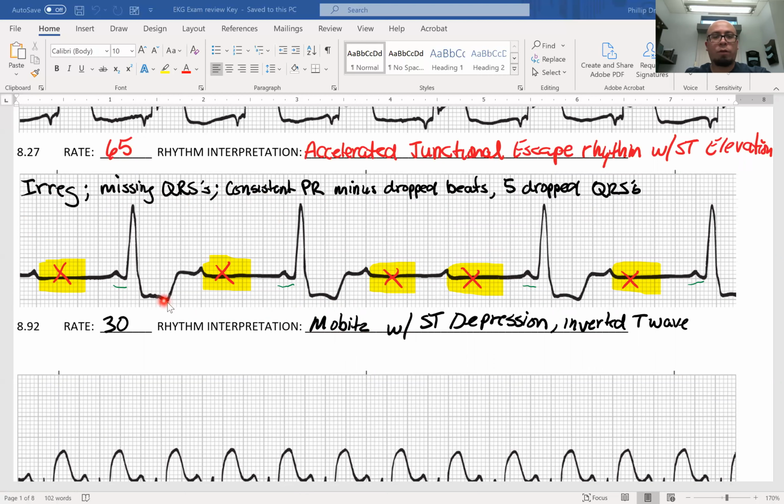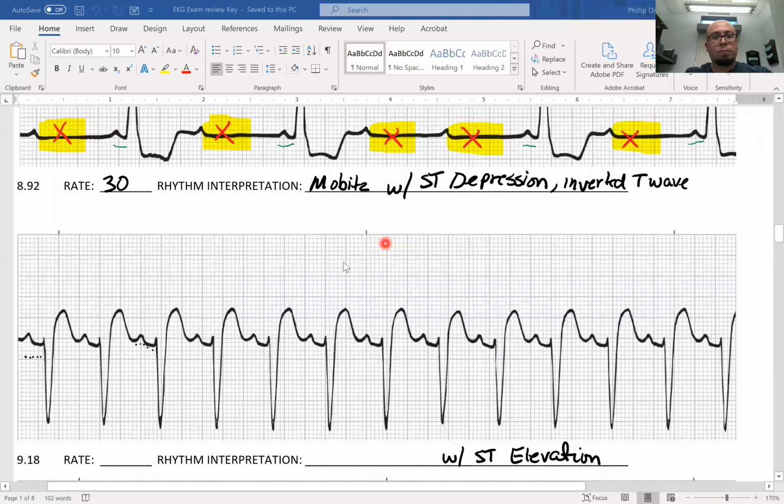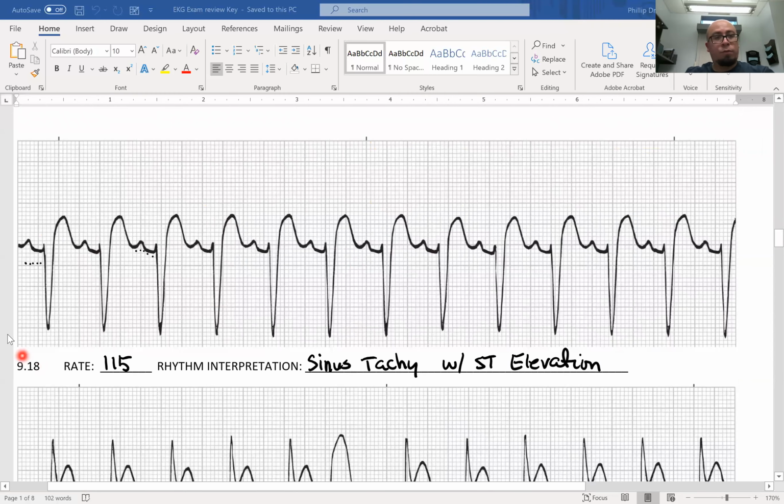Inverted T wave is right here, and right here. And because the entire thing is irregular, I use the 6-second method, and I got 30 beats per minute. 9.18, we have sinus tachycardia with ST segment elevation, 115 beats per minute. And I drew some dots here because I was trying to verify I did not have a first-degree AV block. And here we do not.